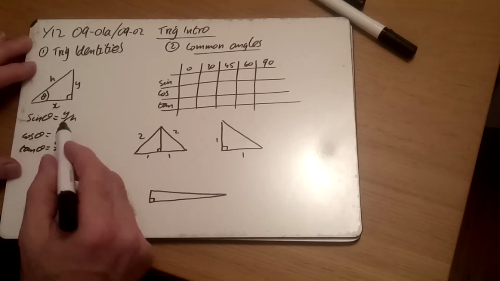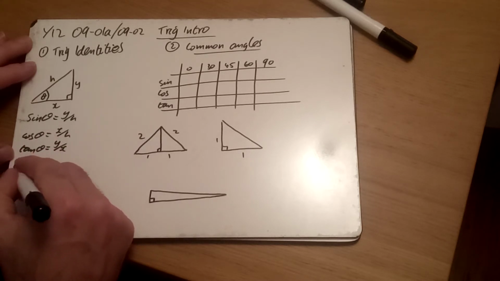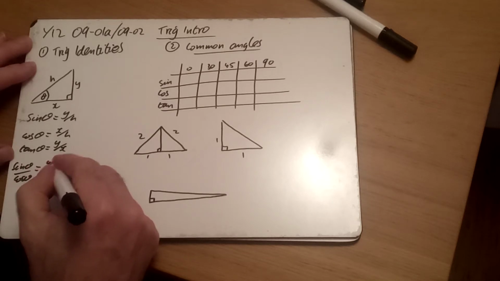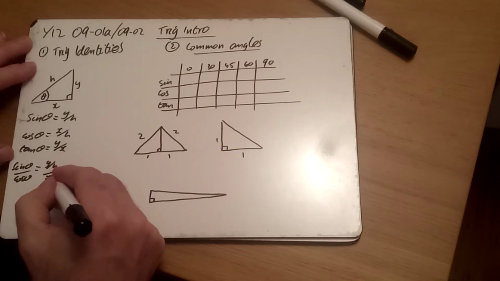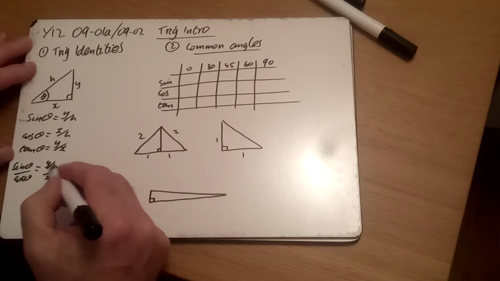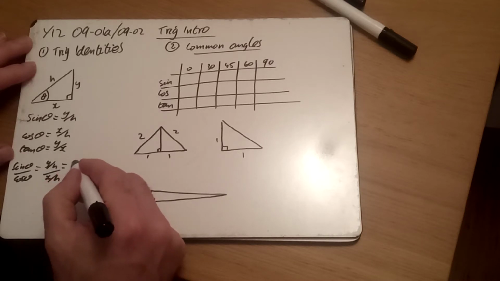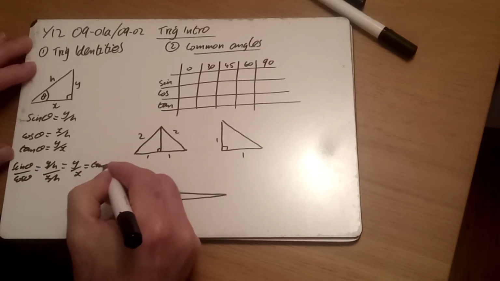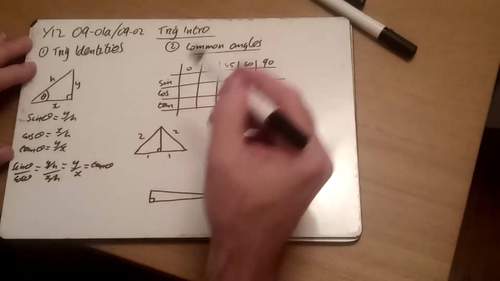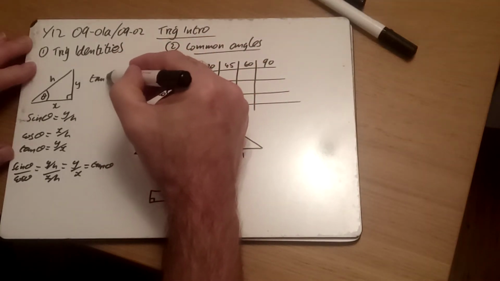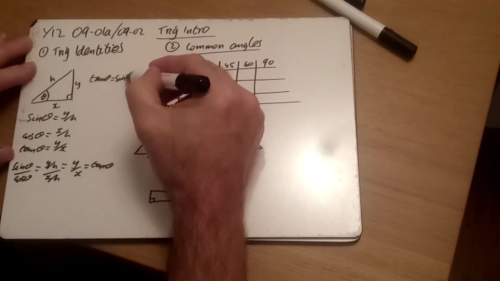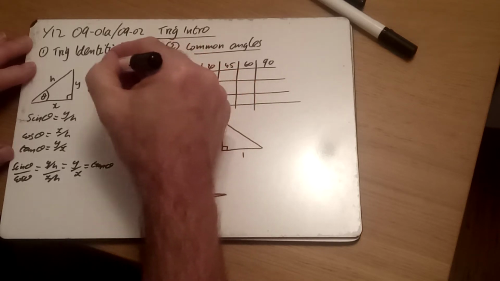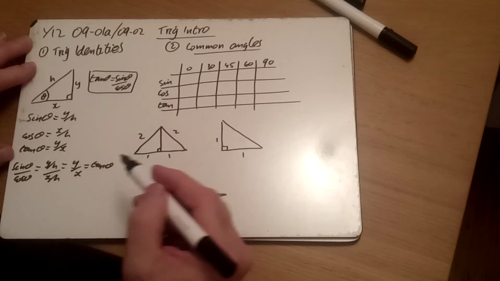Now, if I take sine over cos, like this, I get y over h divided by x over h. If I cancel the h, or times top and bottom by h, that's exactly the same as y over x, which is tan theta. And there's my first identity. So I'll put it over here. Tan theta is sine over cos. And that's true not just in a right angle triangle, but for all values of theta.